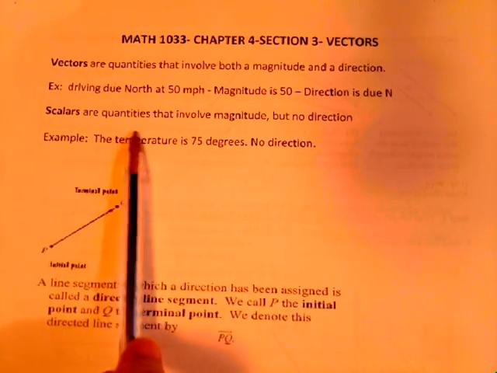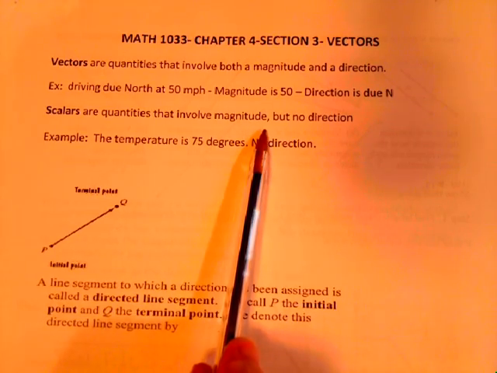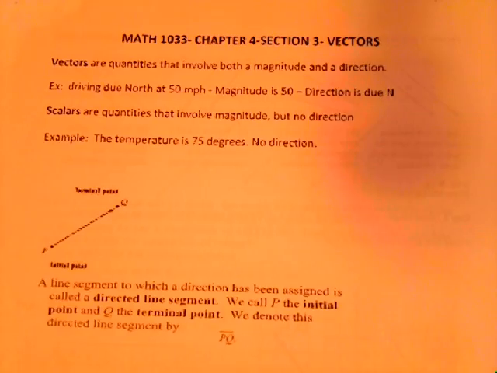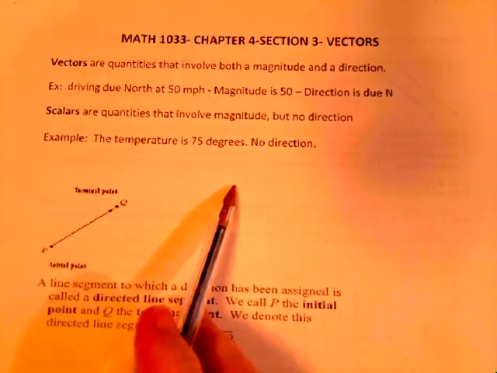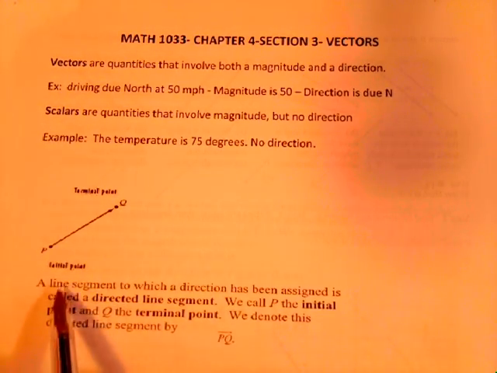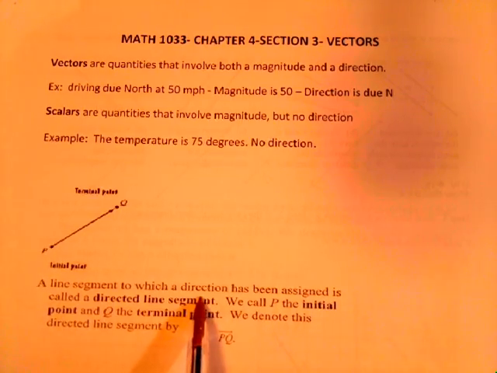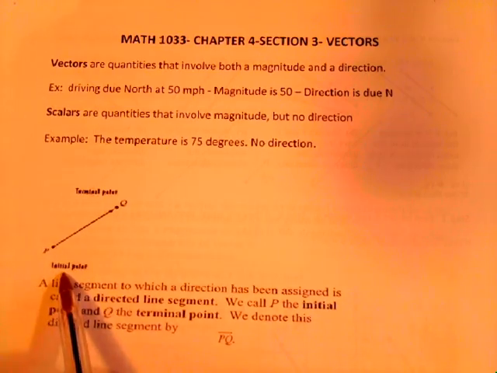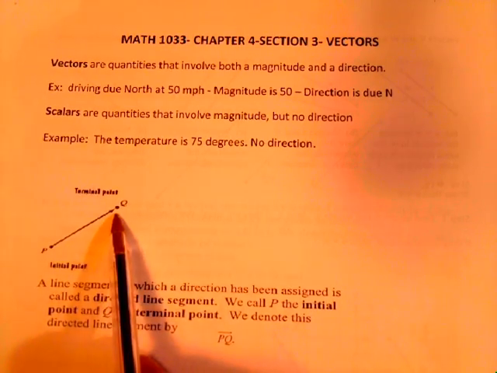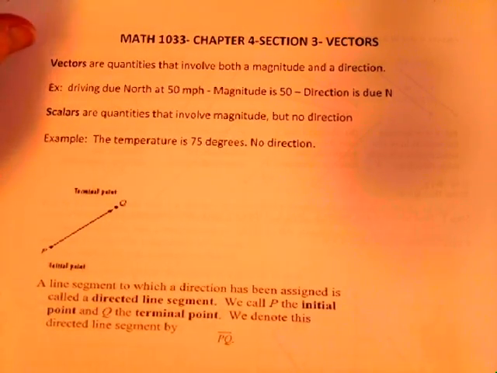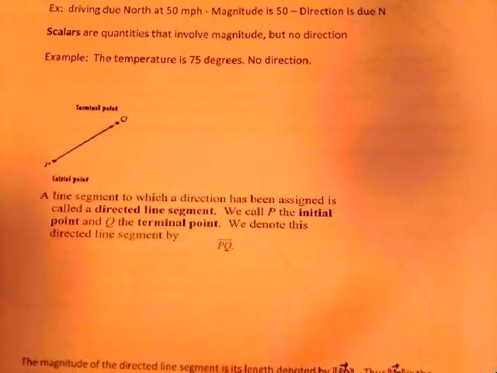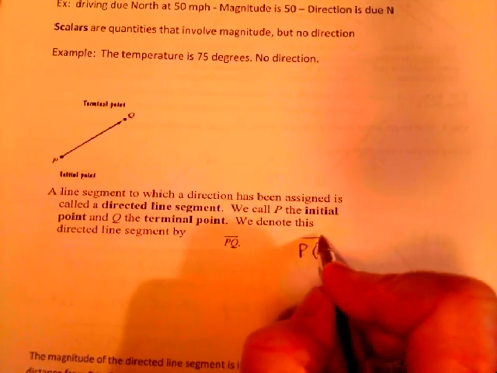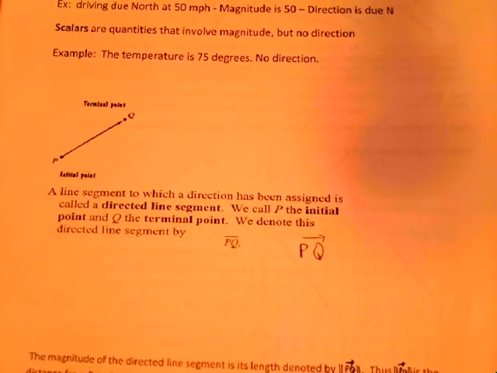Scalars are quantities that involve magnitude but no direction. Example, the temperature is 75 degrees, no direction. A line segment to which a direction has been assigned is called a directed line segment. This one starts at P, initial point, goes to Q, terminal point. We denote this with PQ with this little arrow over the top of it.